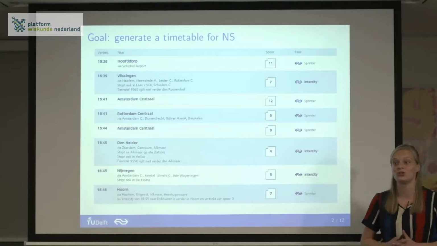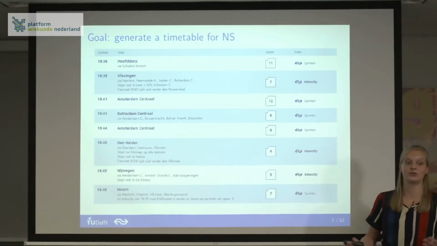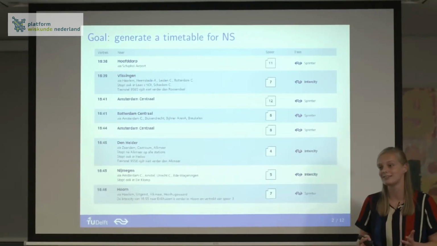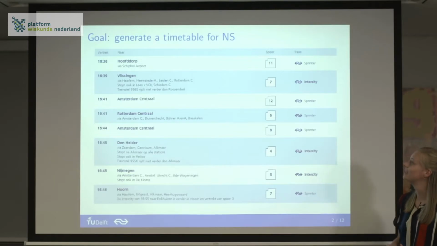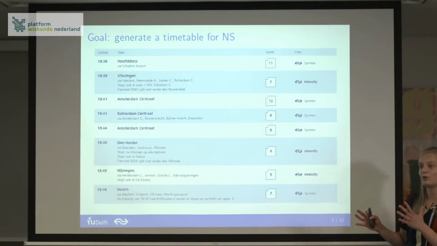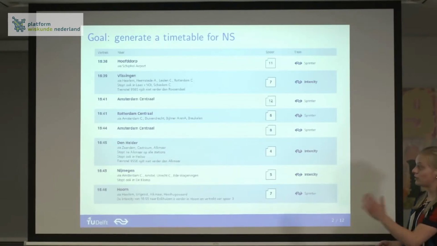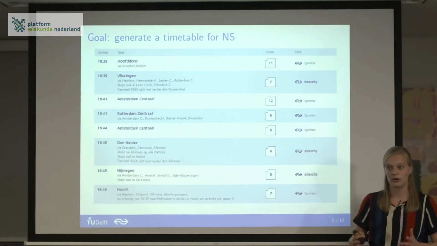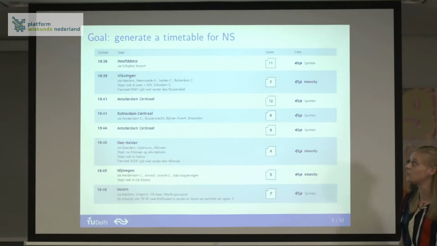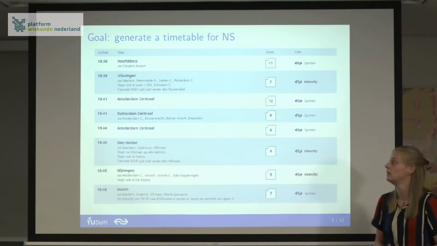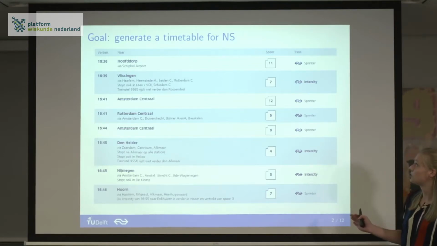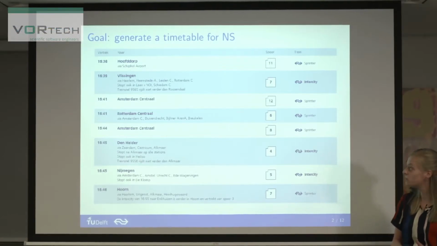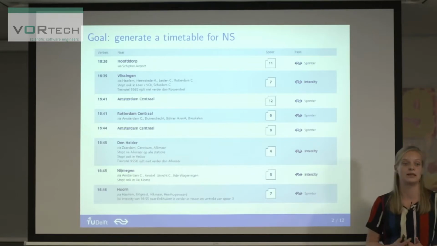Our goal is to generate a timetable, in our case for NS. So this is what a timetable looks like. I guess it looks familiar to most of you. So what we see here are a few aspects. First, in the first column, we see the departure time of the trains. Second, we see the routes of the trains and where they stop. Third, we see the tracks or the platforms at which each train leaves. And lastly, we see the type of each train.